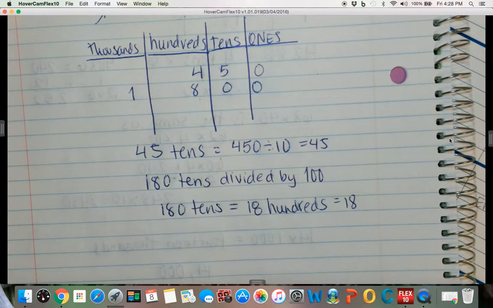You are going to be working on multiplying and dividing numbers in tens, hundreds, and thousands. So I hope this helped you a little bit. We will meet again, and we're going to talk about exponents or powers of 10 in our next notes.